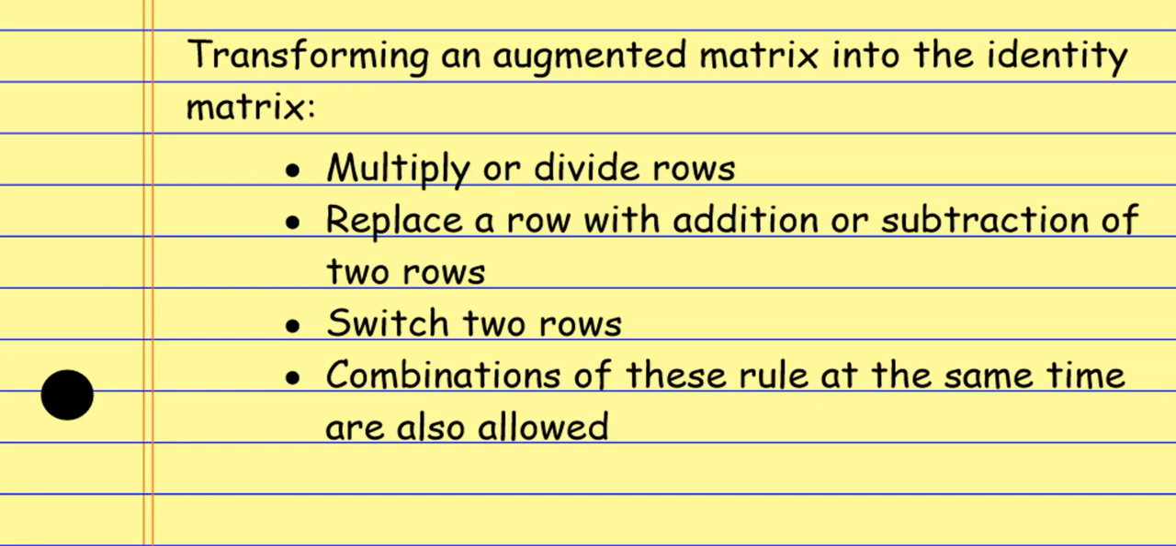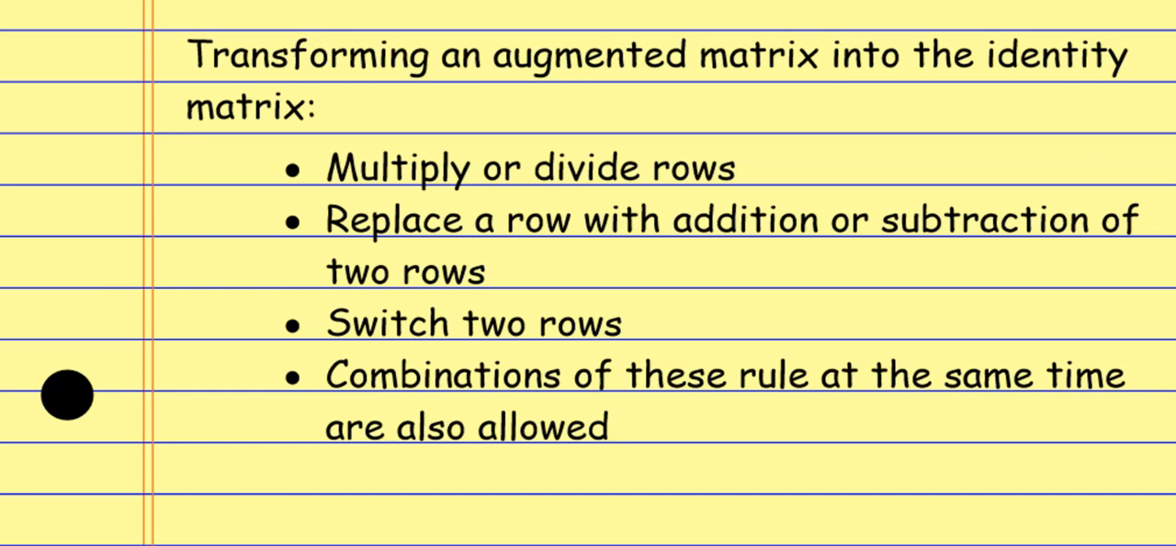I can replace a row with addition or subtraction of 2 rows. So let's say instead of that first row, I want to replace it with the 2 lines being added together. I can do that. I can add the 2 rows together and then replace one of the rows with that sum, or difference if I did subtraction. I'm also allowed to switch rows. If I don't like the position of the 2 rows, I can switch row 1 and row 2.